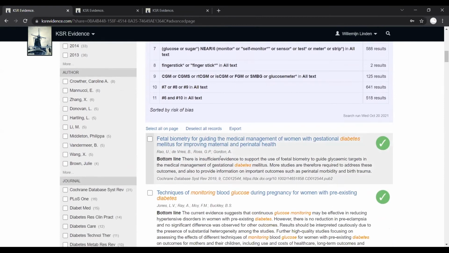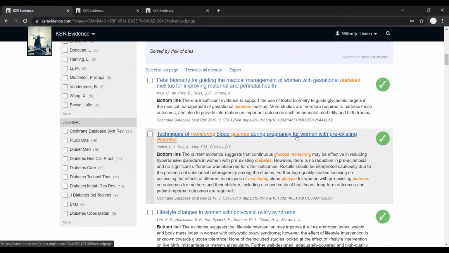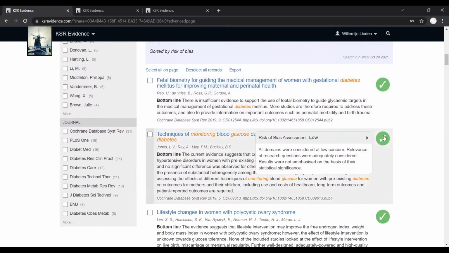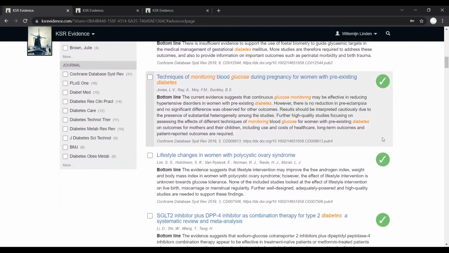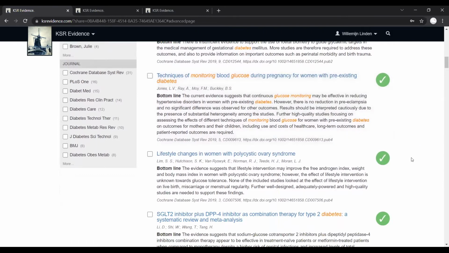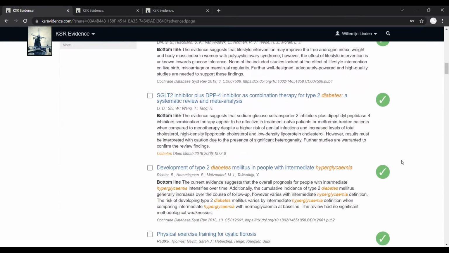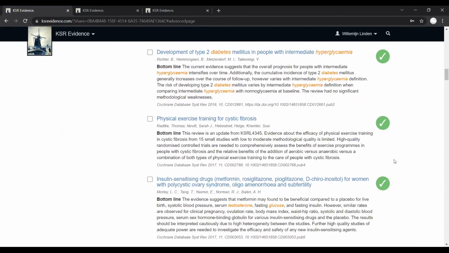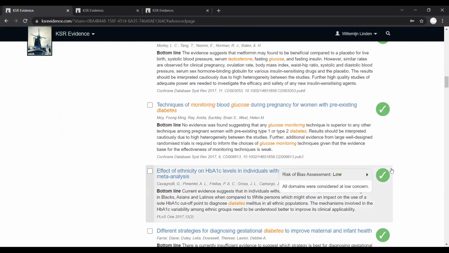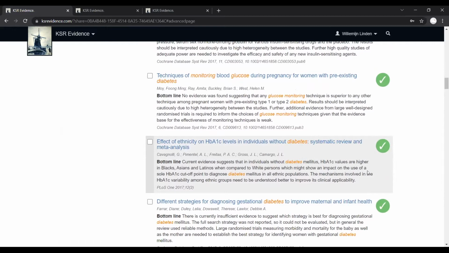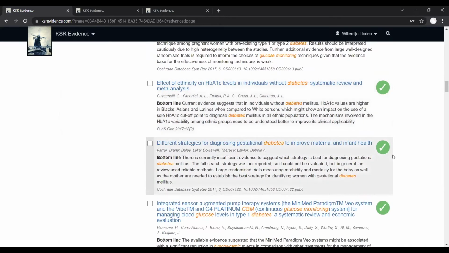So now that the literature search has been performed and we have screened the results for inclusion, the next step in our guideline process would be to review the evidence. And you can see that for quite a few of these reviews here, there's a rating next to them of either low or high or unclear risk of bias. This means that these reviews have already been critically appraised by the KSR Evidence team, saving our guideline even more time because now we do not have to appraise all of these reviews ourselves.